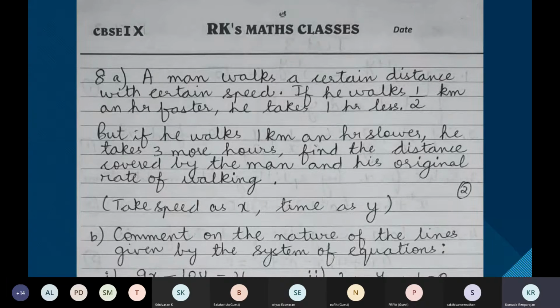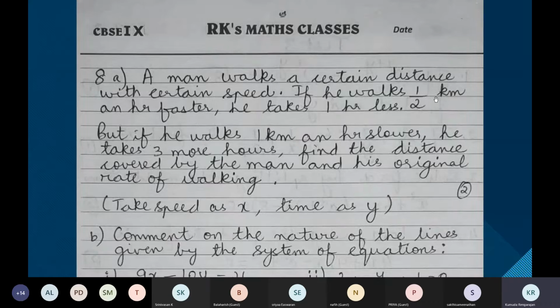So since the distance between the two places is fixed, and the varying information is about the speed and time. Let's assume for speed and time. I'll tell you how we have seen a question like this. Let's recall. I'll read the question again for you. A man walks a certain distance with a certain speed. If he walks half a kilometer an hour, that is the speed, children, half a kilometer per hour.